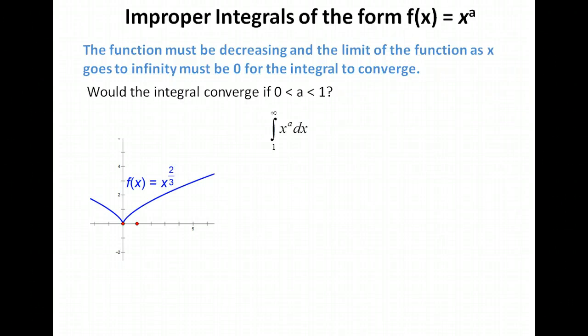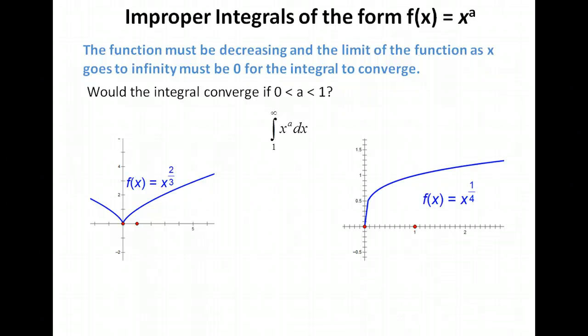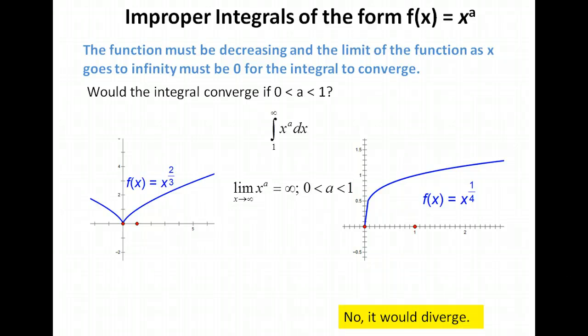Suppose we let a equal 2/3. Then we would have x to the 2/3, which is an increasing function. So as we go out to infinity, the area is going to continue to increase. The same thing happens for x to the 1/4. As we go out to infinity, it is an increasing function. It's just not increasing as fast as x to the 2/3. So the area under the curve would continue to grow, and we would say that the integral is divergent.